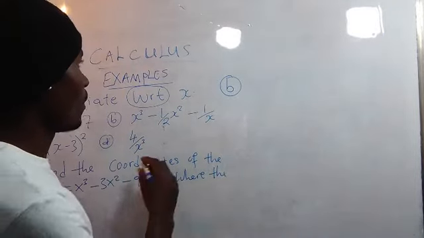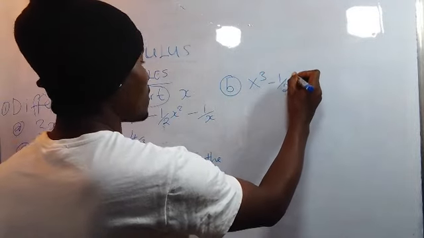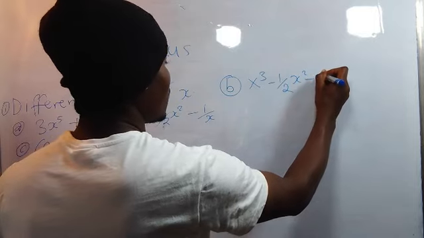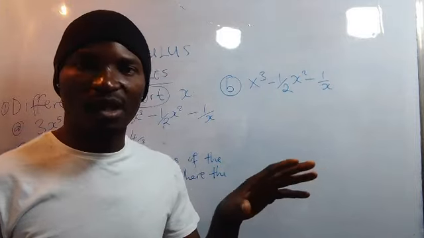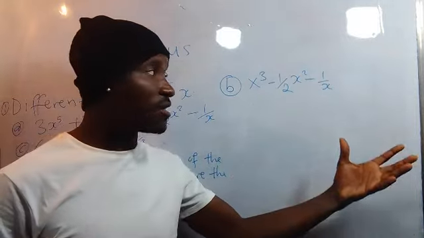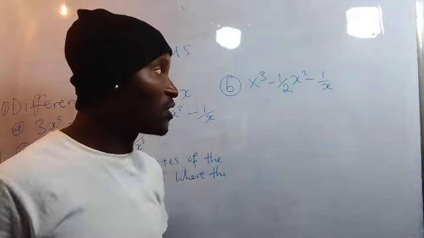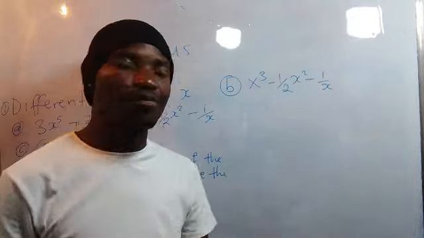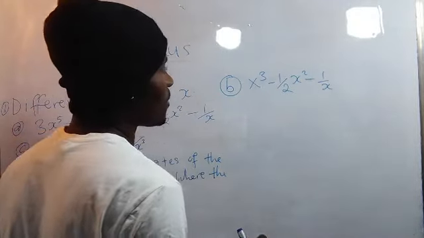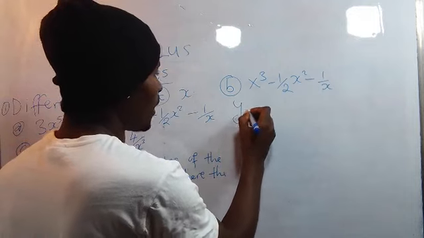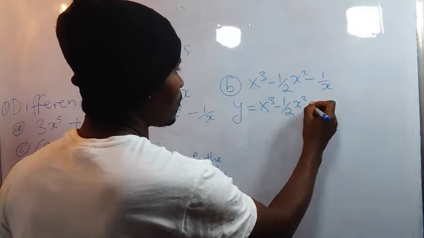On number B, we are going to have 3x to the power that, minus this x to the power 2 minus that. Okay. So now, one of the most important things that you have to understand is you have to ensure that any term that is in the form of a negative index or negative indices, you have to at least change them to the positive. So what's going to happen is that you're going to say y equals x to the power 3 minus half x to the power 2 minus this.